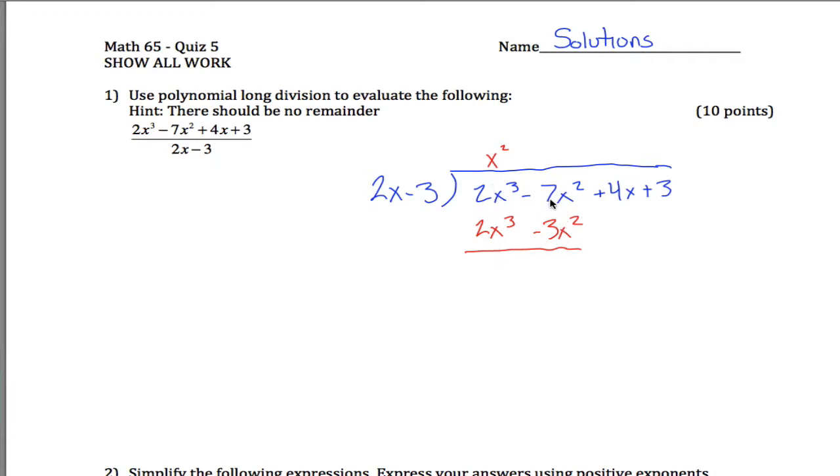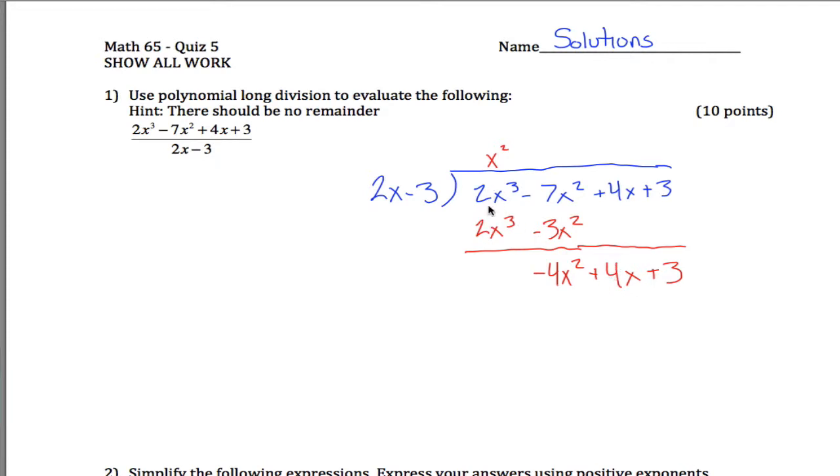For this column, I got negative 7 of these x squared things, and I want to subtract negative 3 of these x squared things. Subtracting a negative is just like adding. So really what I have is negative 7 plus 3, which is negative 4x squared. And then just bring down the rest of this polynomial and repeat. Exact same idea. If you could do that first step, you can do all this stuff.